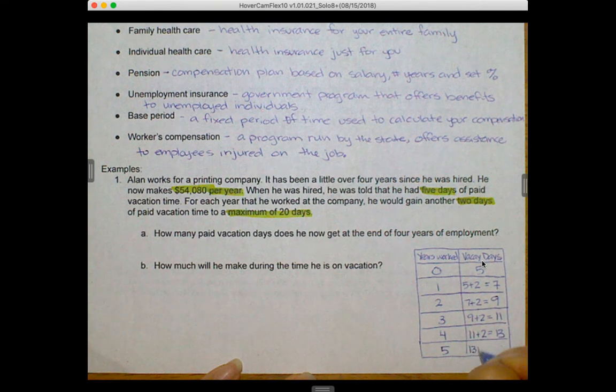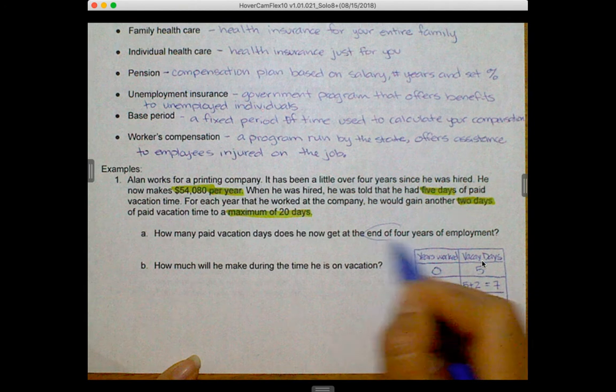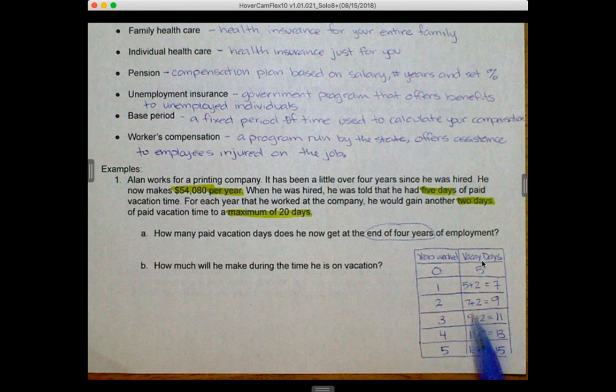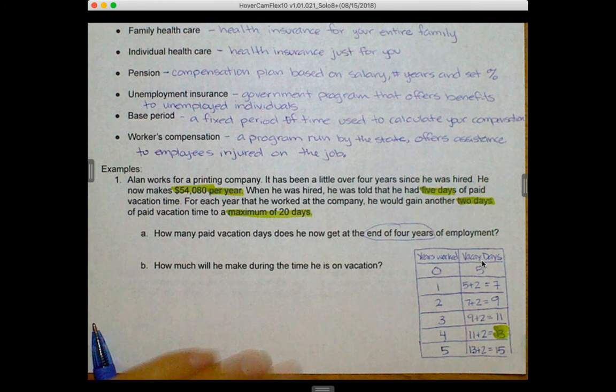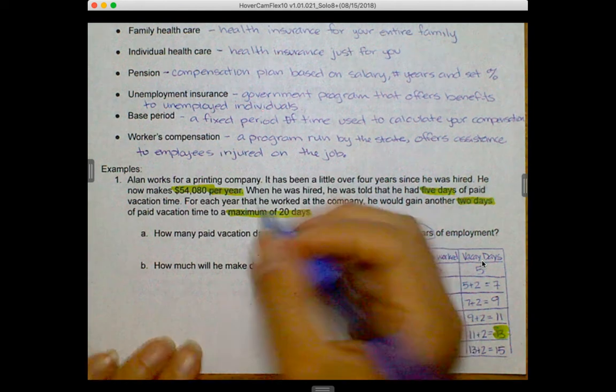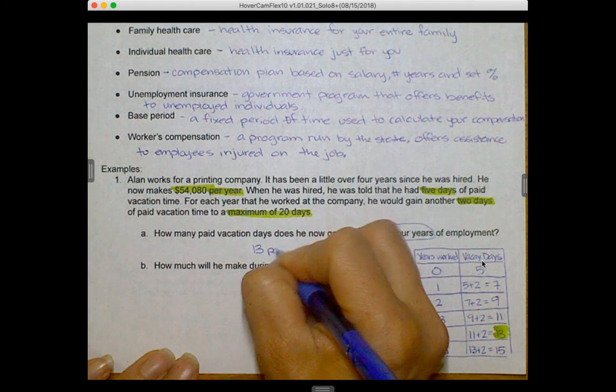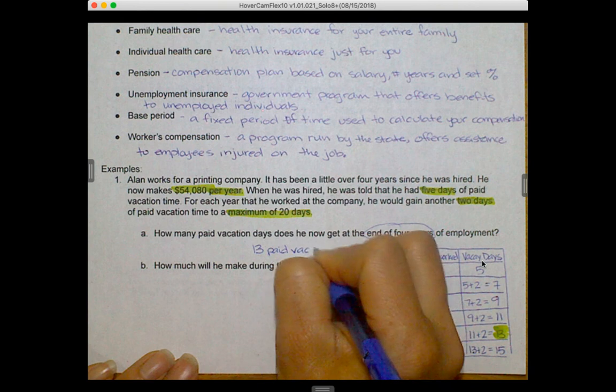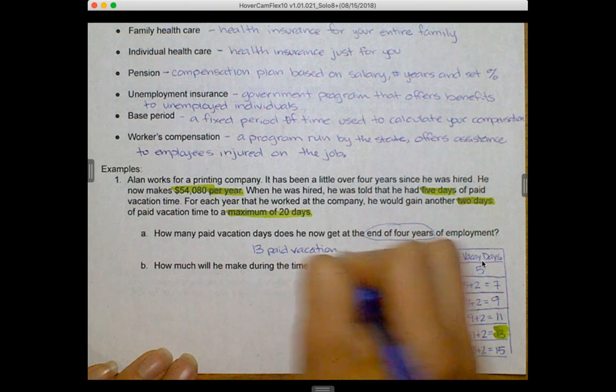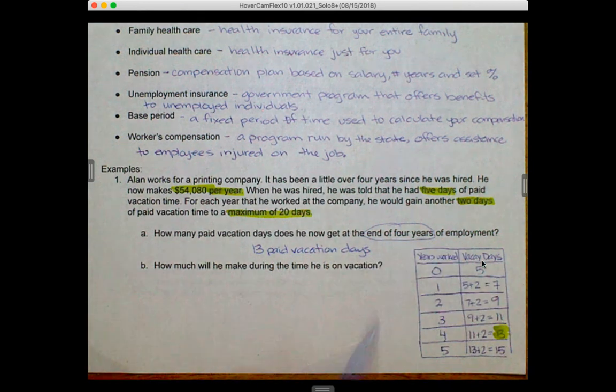Now we could keep continuing in this fashion, right? All the way up to 20 days max is what it told us. But the question is just asking, what does he have at the end of 4 years? I already know at the end of 4 years what he has. He has 13 days. So this right here is going to be my answer, that he has 13 paid vacation days at the end of the 4 years.